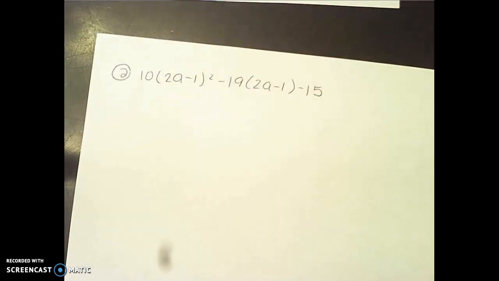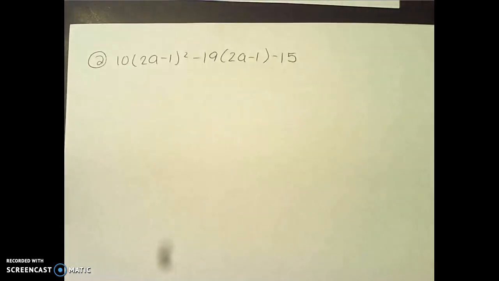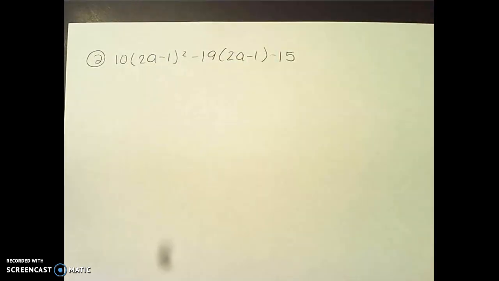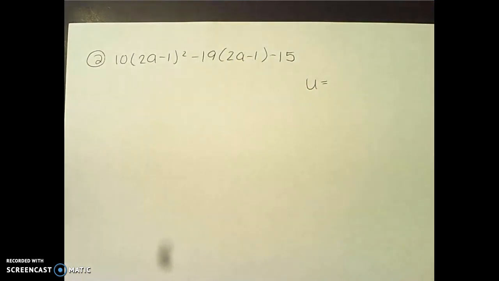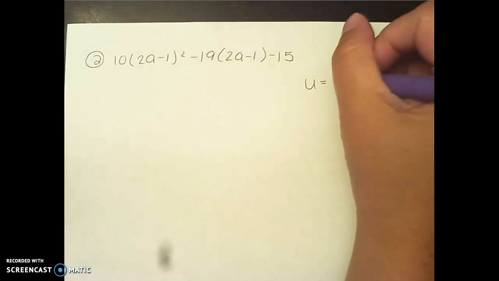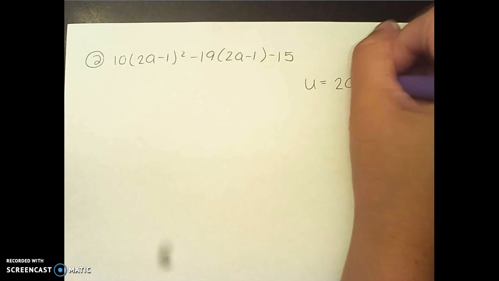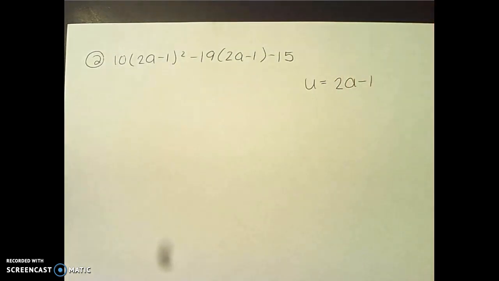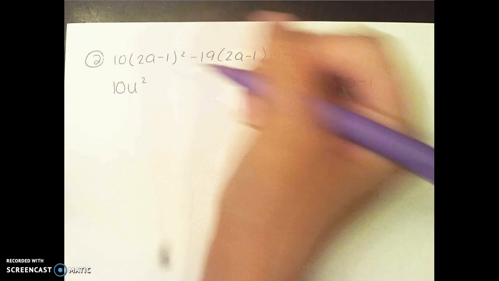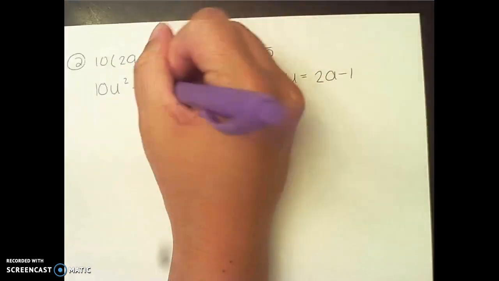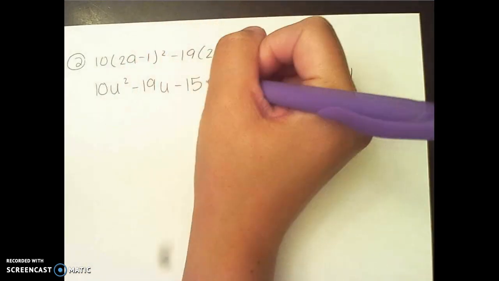This is an example where it's a little bit more helpful to use u substitution. And so here, I'm picking the messy part, the part that makes it ugly or complicated or more difficult. That's what I'm picking to be the u. So in this case, I'm going to use u equals 2a minus 1. And then I'm going to substitute my u into my polynomial. So I'll have 10u squared minus 19u minus 15.